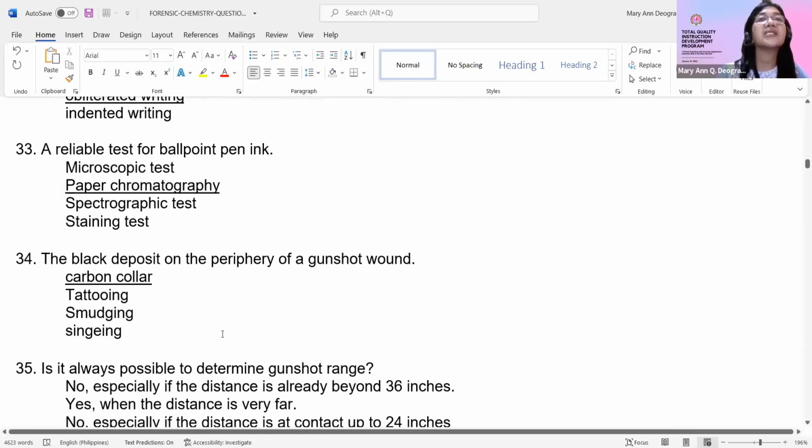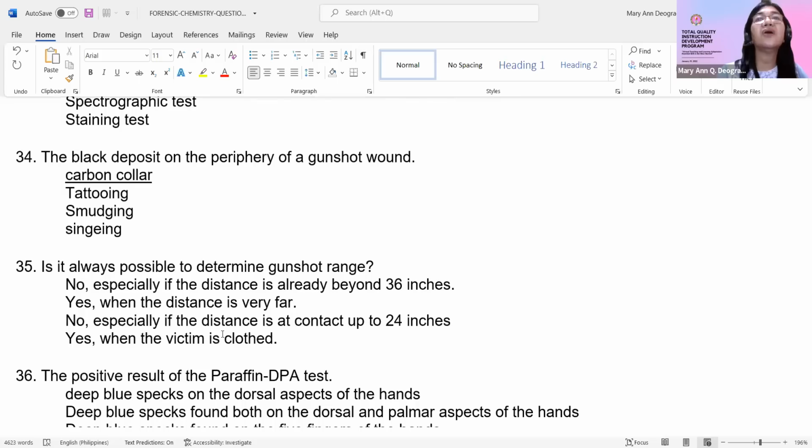Okay, next. Is it always possible to determine gunshot range? No, especially if the distance already beyond 36 inches. Yes, when the distance is very far. No, especially if the distance is at contact up to 24 inches. Yes, when the victim is close. What's the answer?